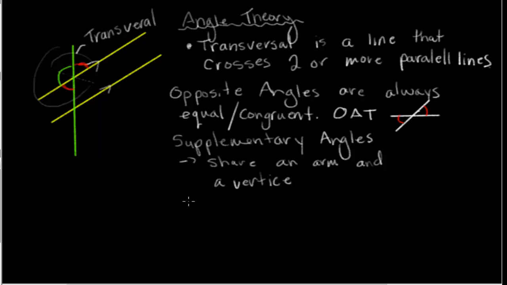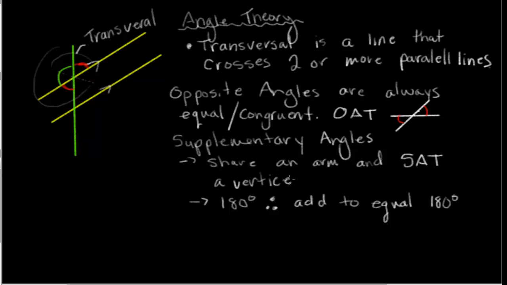Now, these angles make a half circle. We know that a half circle is equal to 180 degrees. So supplementary angles add to equal 180 degrees. They make a half circle, so we end up with 180 degrees. We call this supplementary angle theory. So that's in that one intersection.